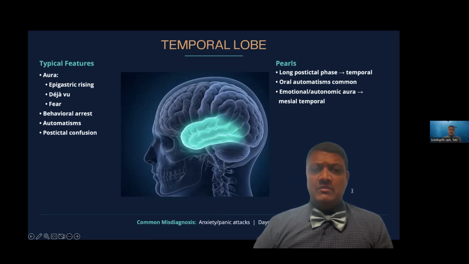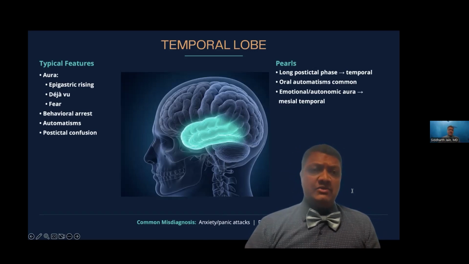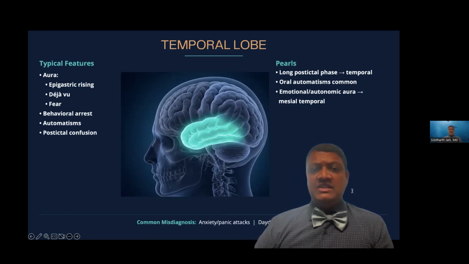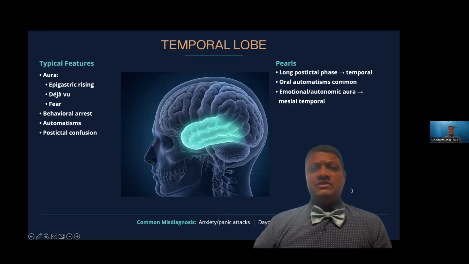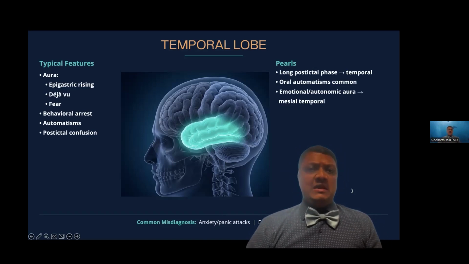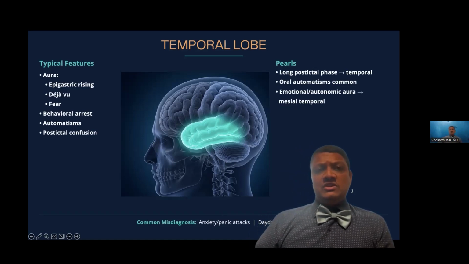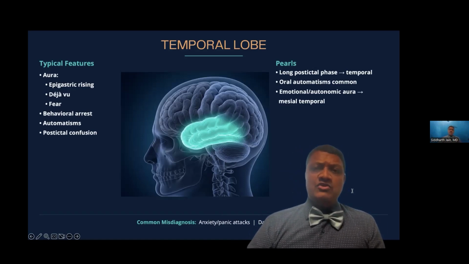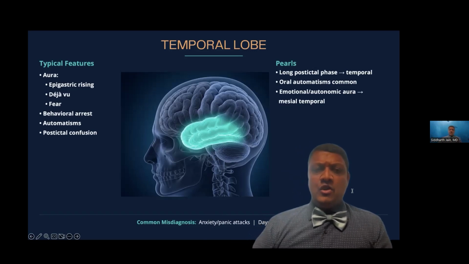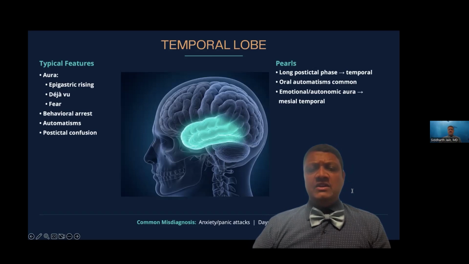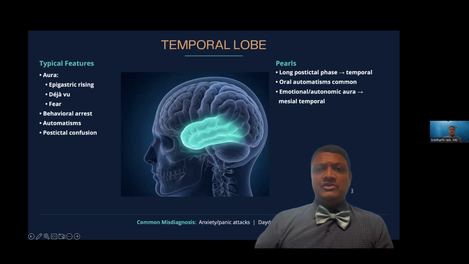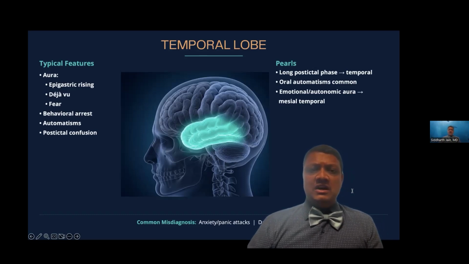Of course, the common misdiagnoses or alternative diagnoses for similar symptoms include anxiety or panic attacks and daydreaming. And as I said, it's usually the duration of symptoms and the postictal phase that can help us differentiate whether this is a focal onset seizure from the temporal lobe versus alternative non-epileptic events. The non-epileptic events will tend to be longer in duration, have varying symptoms, and may not have a very clear offset into a clear postictal phase after the events.